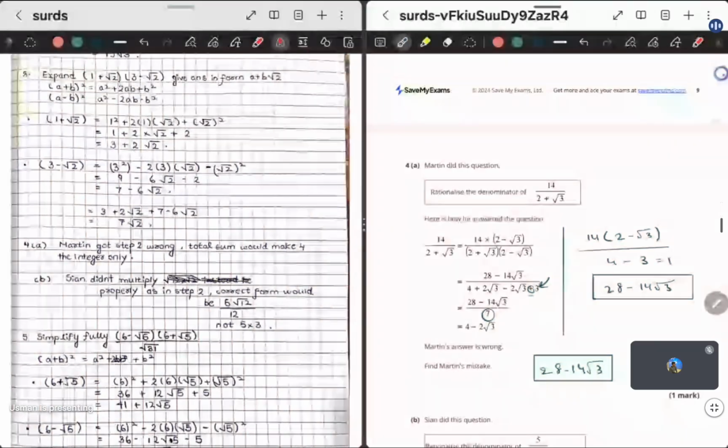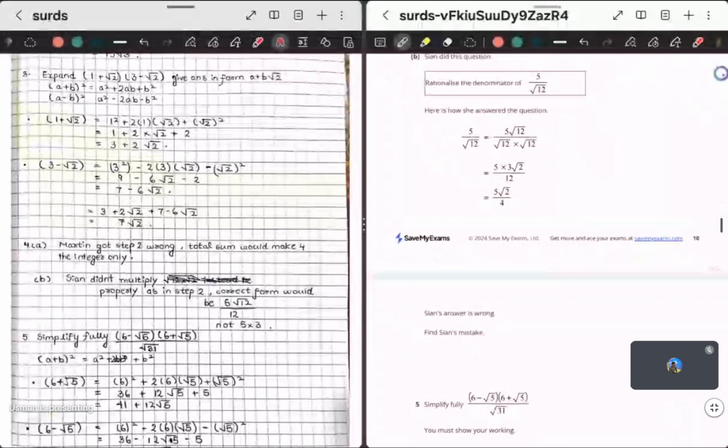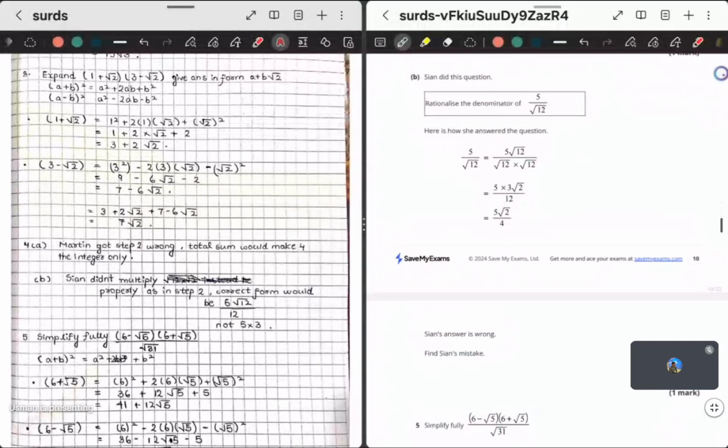Right. So there would not be 7 here. There would be 4 here. Good. Right. So here is the error in this point.